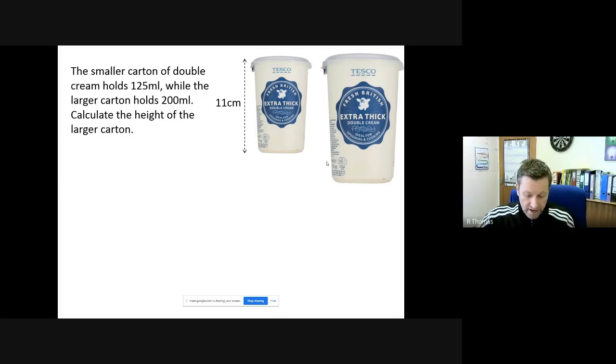30 seconds to have a go at that. Use your common sense when you get your answer. It's obviously going to be more than 11, but it's not going to be ridiculous. You're not going to get a carton of cream in Tesco's that's like 8 meters tall. That would be a bit silly, wouldn't it, right? So check your answer looks reasonably correct when you do it.